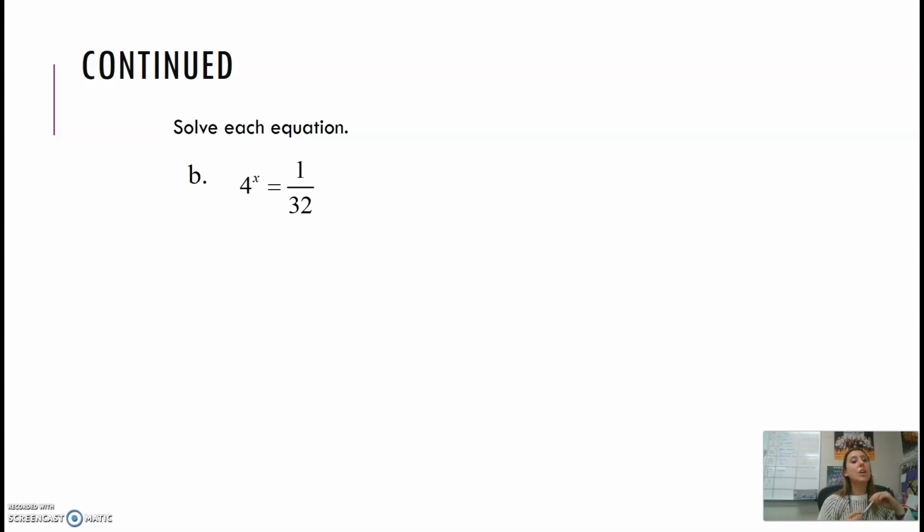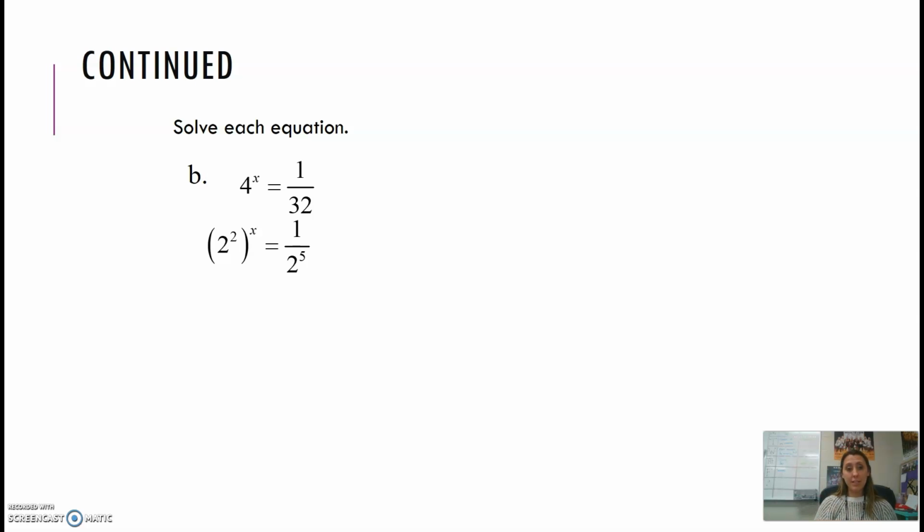All right, so now this one looks a little bit weird. So we're going to look at the 4 and the 32. Can we rewrite those as the same base? Well, we definitely can. I can write 4 as 2 squared and 32 as 2 to the 5th. So then now we want to make sure that they are equal to the same base. So right now we have 1 over 2 to the 5th. But how can I make it so that the 2 is large? So I can make that exponent negative.